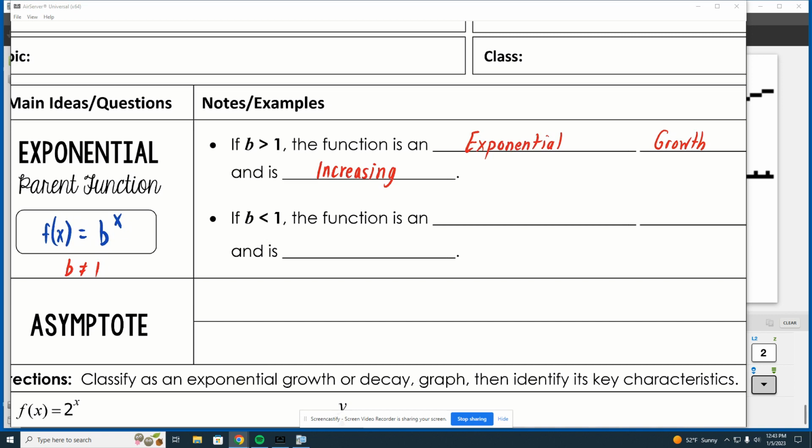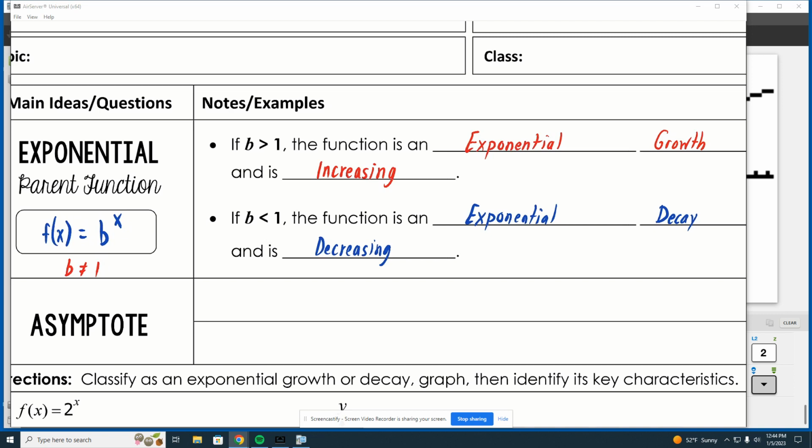Now, if it's a value that's less than 1, we call it, does anybody want to take a shot at it? You probably learned it in science classes. Exponential decay. And Brady, what's it doing? You said it right. It's decreasing. It's going down. So these are the two types. Exponential growth is when the base of your exponent is greater than 1. Exponential decay is when the base of your exponent is less than 1.